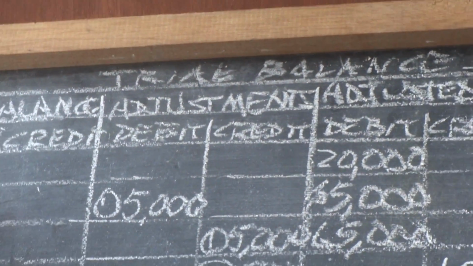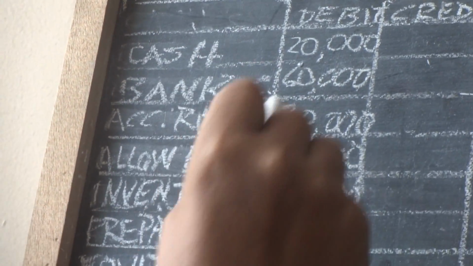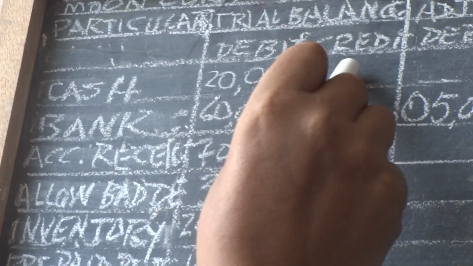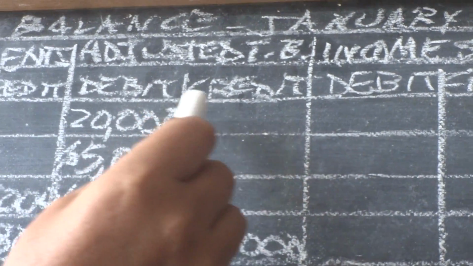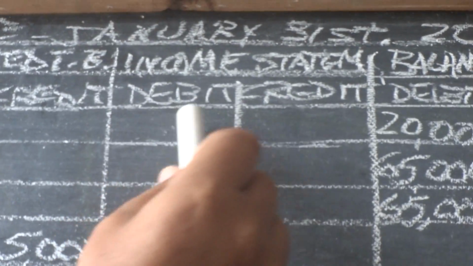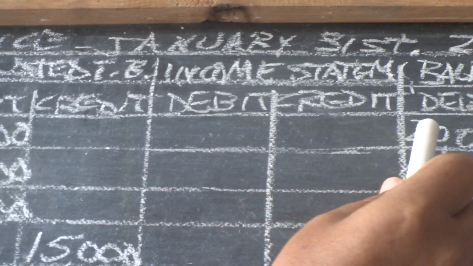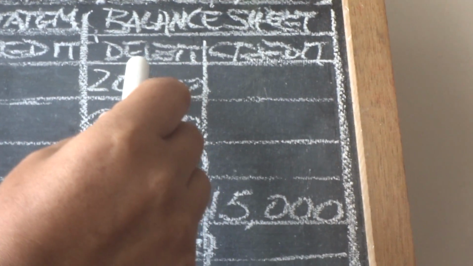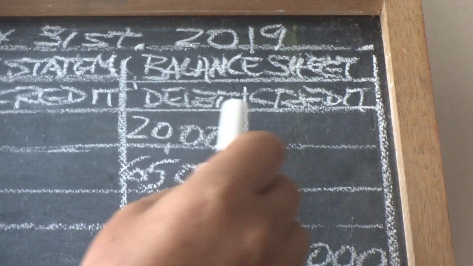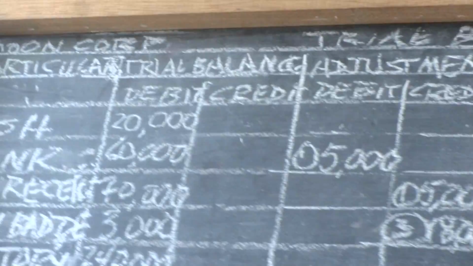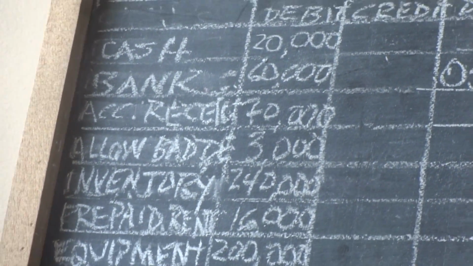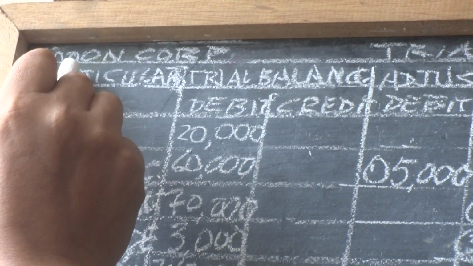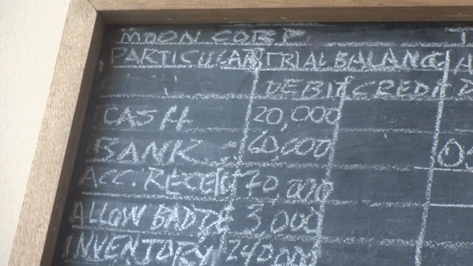The confirmation of the trial balance is the column of particular, the trial balance, debit and credit, the adjustment, debit and credit, adjusted trial balance, debit and credit, the income statement, debit and credit, and balance sheet conformed by debit and credit. Let's analyze all the accounts of the company called Moon Corporation.